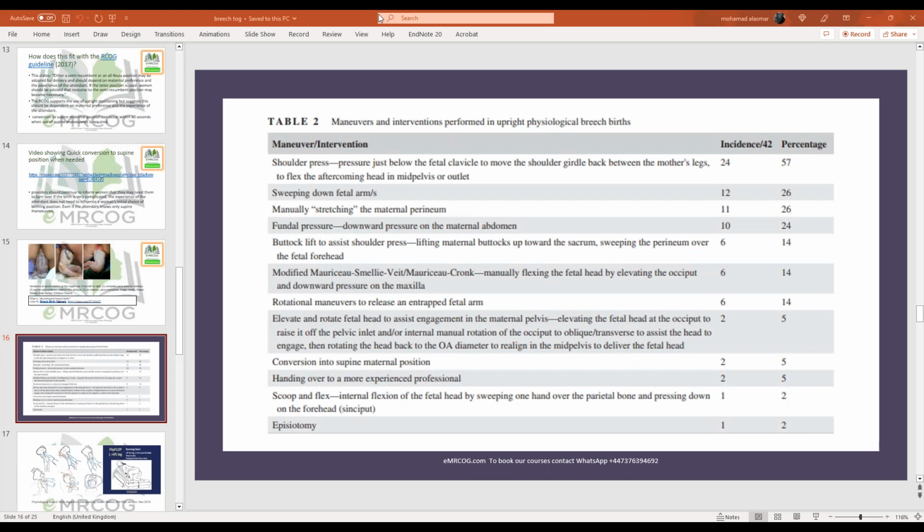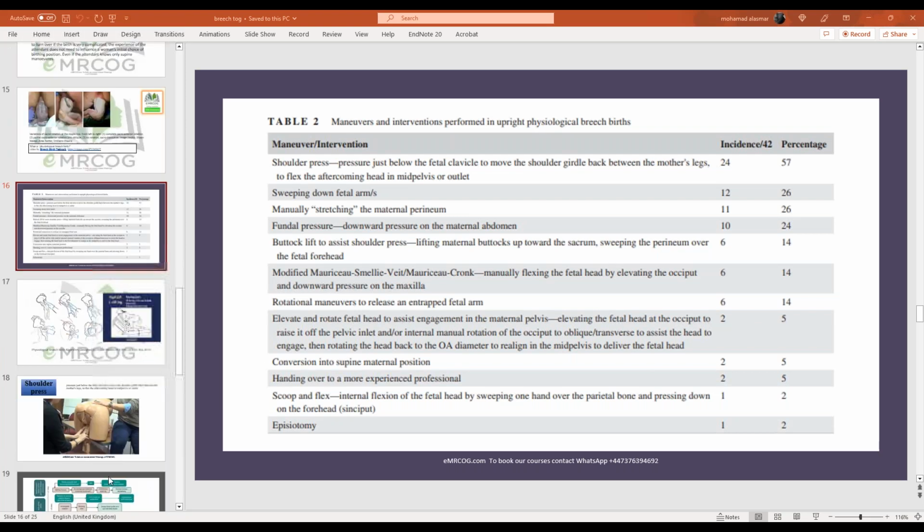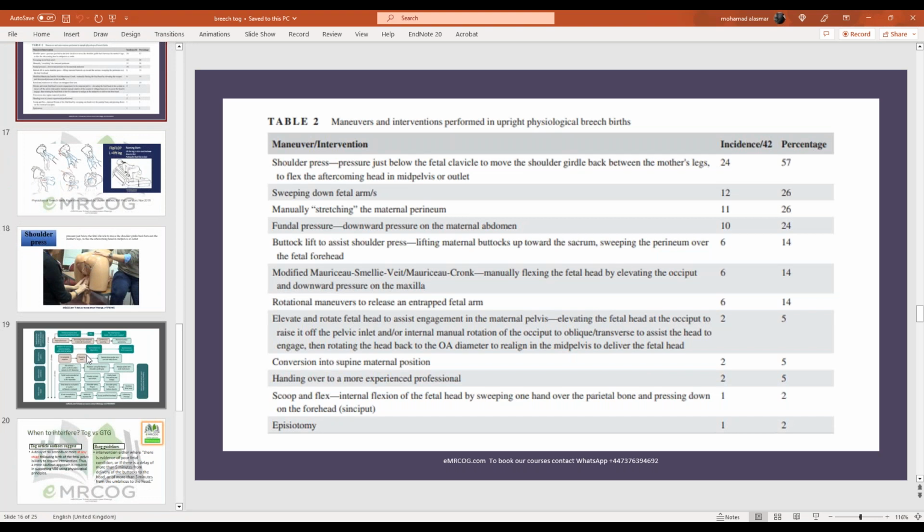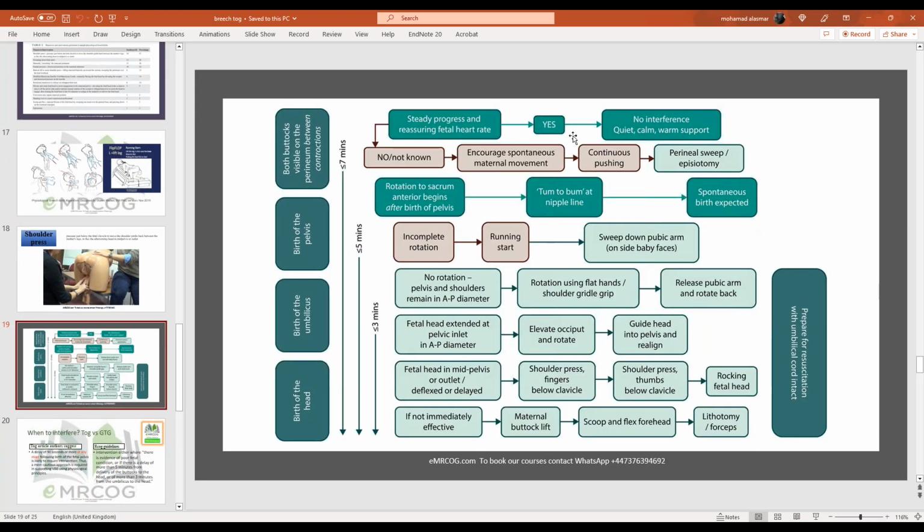So I have used this table. This is from the studies they have made, actually from the retrospective study, with the definition of each maneuver and what the meaning of it is. Because the main problem when we come to the understanding of the algorithm is you will find something like running start. What is the meaning of running start? What is the thumb to bum at nipple line?